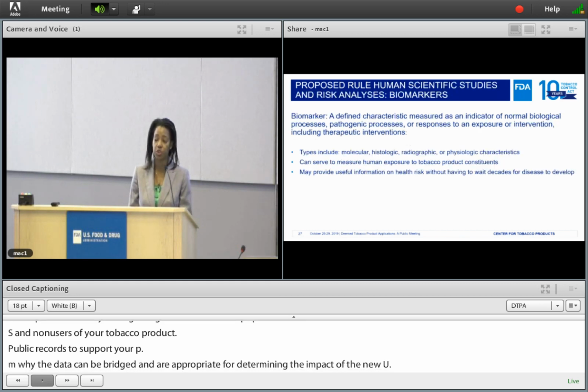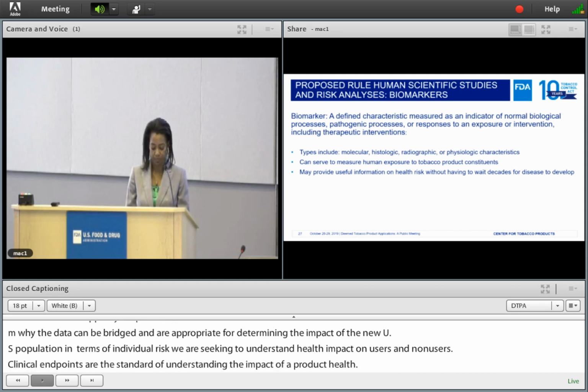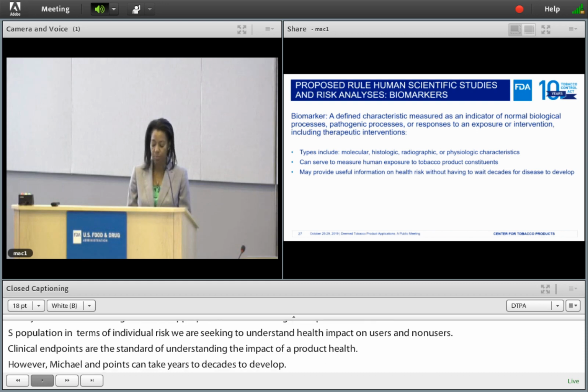In terms of individual risk, we are seeking to understand the product health impact on users and non-users. Clinical endpoints are the gold standard of understanding the impact of a product on health. However, clinical endpoints can take years to decades to develop. Appropriate biomarkers may serve as substitute endpoints and have the potential to correctly predict clinically meaningful endpoints in the interim.